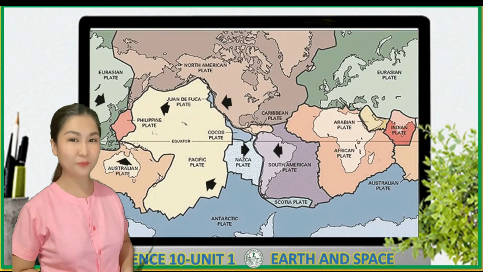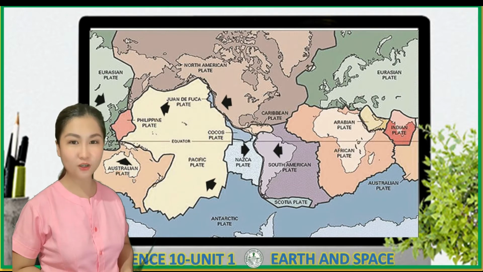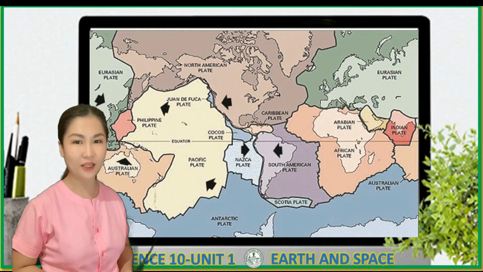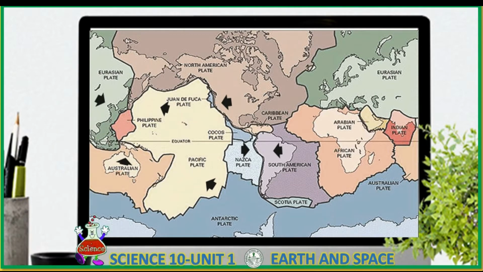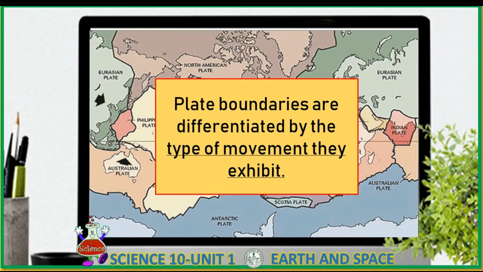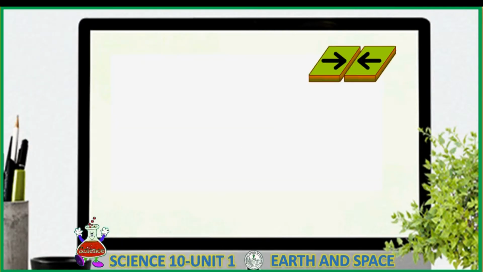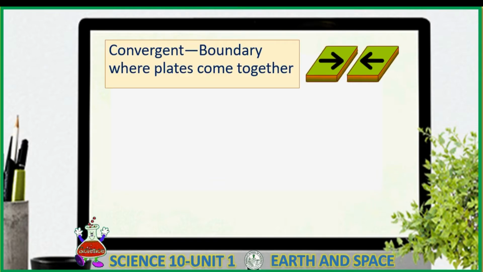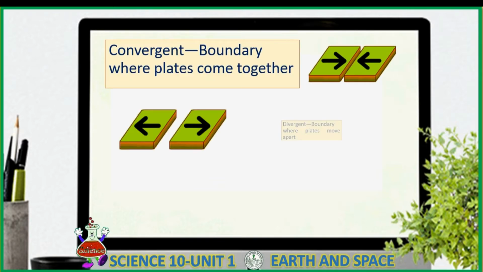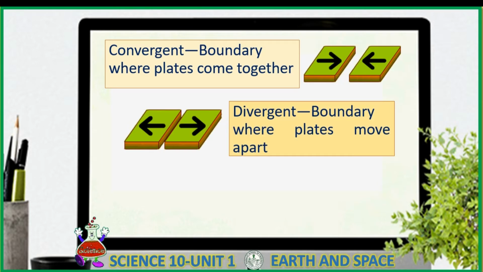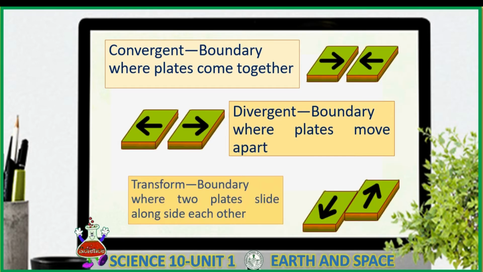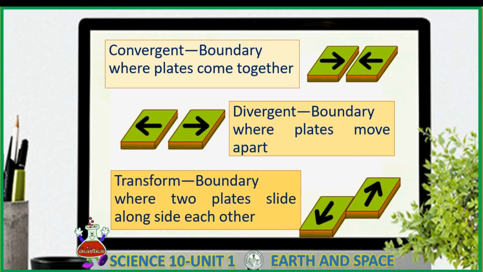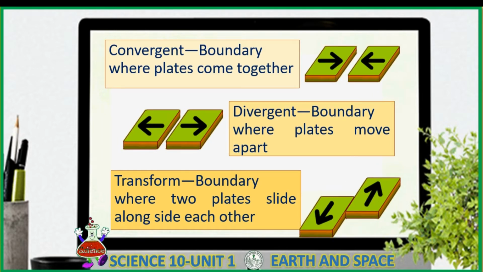You have learned from our previous lesson that the formation of the lithosphere is happening in the plate boundaries. These plate boundaries are differentiated by the type of movement they exhibit. These are the convergent plate boundary, where plates come together, divergent plate boundary, where plates move apart, and transform fault boundary, where two plates slide alongside each other.